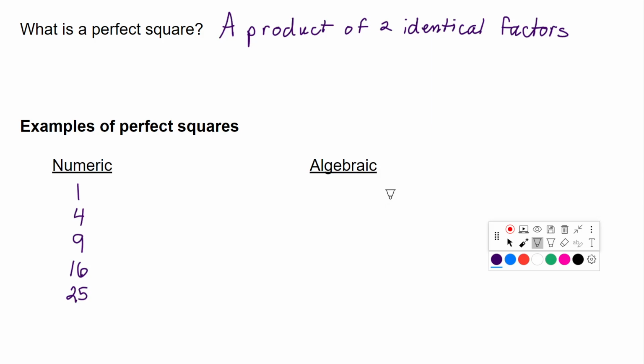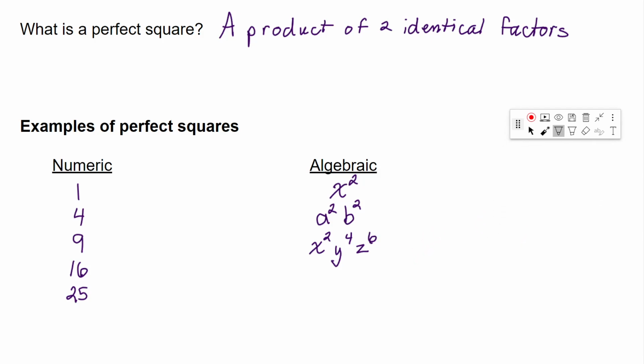We also have algebraic perfect squares, so we could combine them with any of these numeric perfect squares, but also have something as basic as x squared, which is the product of x times x. You can also have multiple variables squared that are multiplied together, or you could also have variables that aren't necessarily all squares, but they all have an even number of exponents.